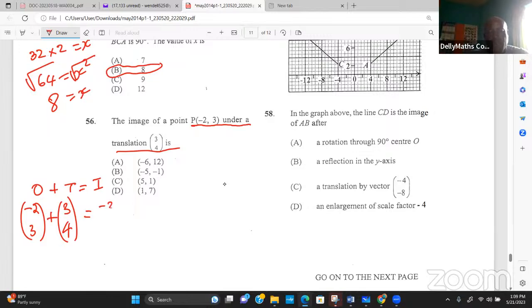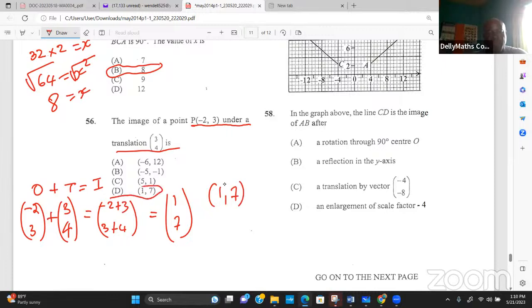Negative 2 plus 3. 3 plus 4. 1 at the top, 7 at the bottom, and it's not 1 over 7. As a coordinate, this is 1, 7. I'm seeing D as the answer. So be careful. Read: the image of a point P under a translation. This is the object, and this is our translation. As always, you can add your object and your translation, and you'll get the image easily.